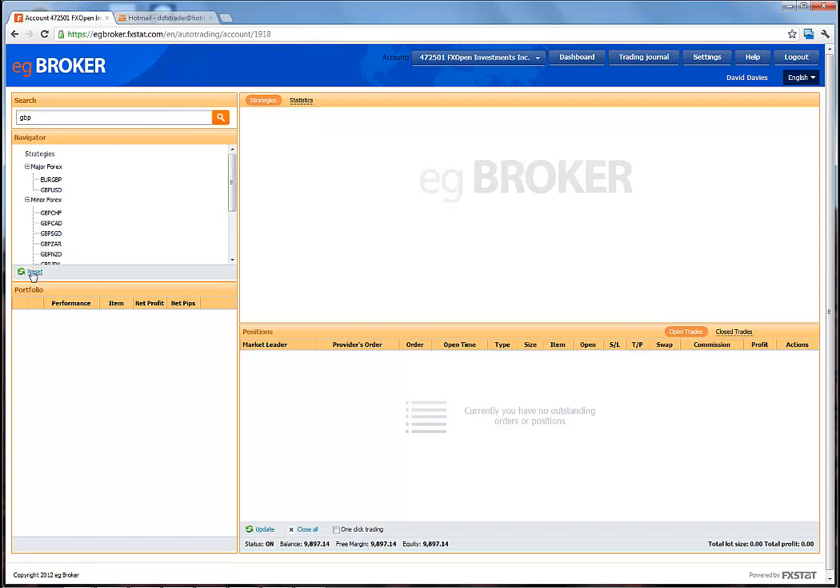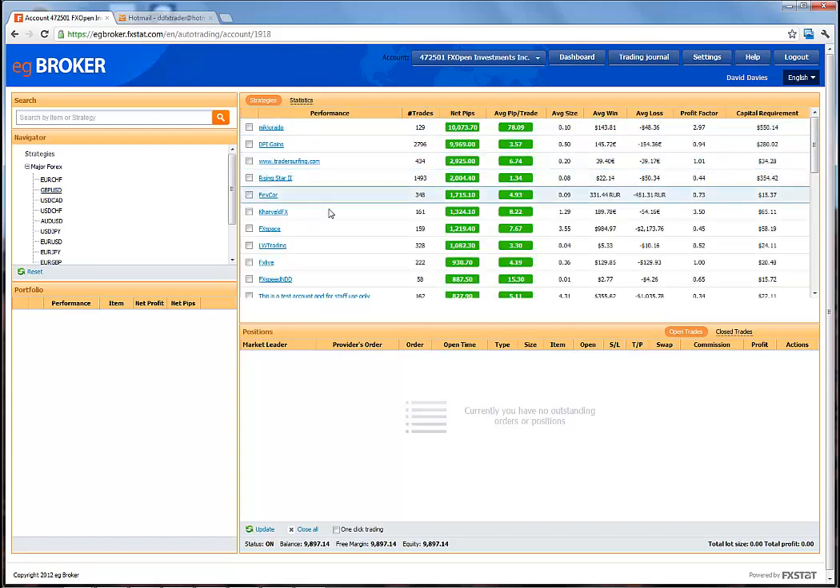So let's press reset. We can also find listed currencies under the categories here. So let's click on major forex. And let's say I'm interested in the sterling US dollar currency pairing. Clicking on GBP USD here will populate the strategies window and show you all the strategies and all the signal providers that are available under this currency pairing.